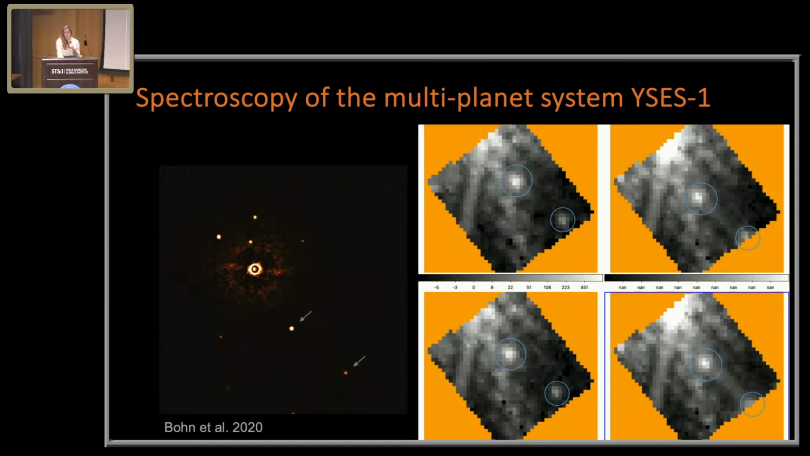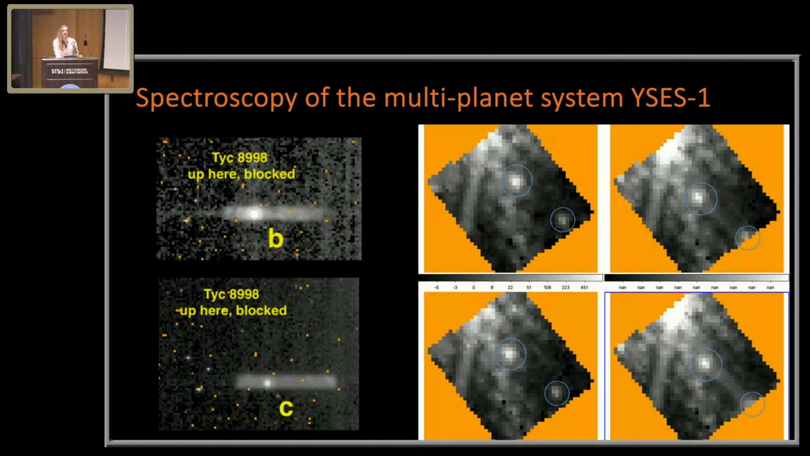We also have MIRI-LRS spectra of the companions because not only did we want to look at the composition and chemistry of the 2 objects, we also wanted to see what the cloud composition was for b and c. So we nailed it. We got b and c in the slit for MIRI-LRS.